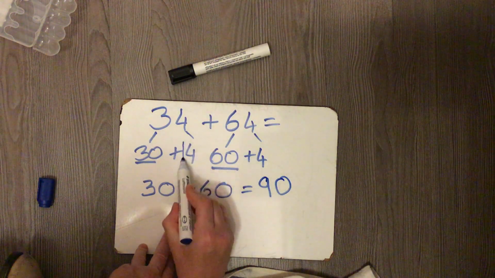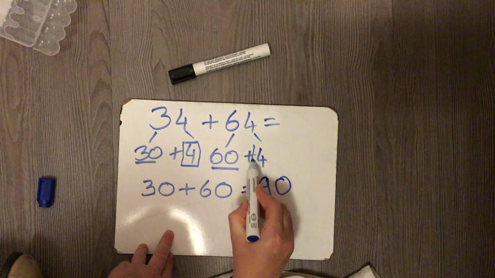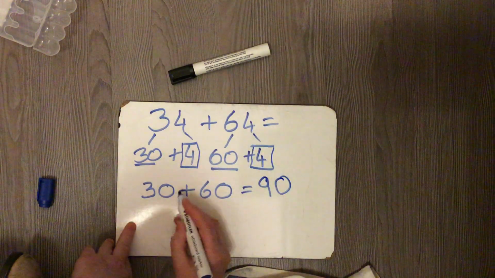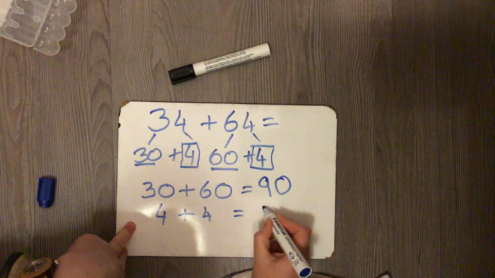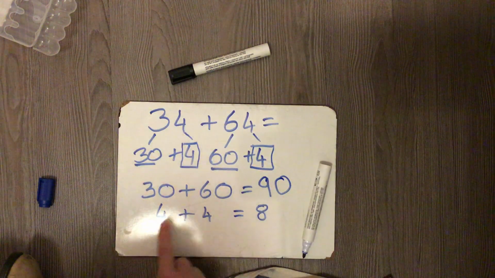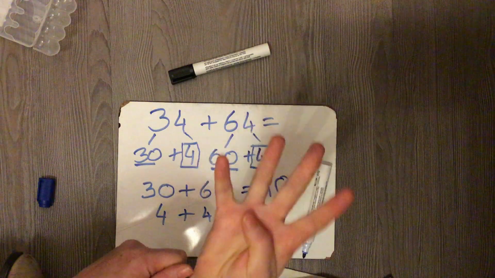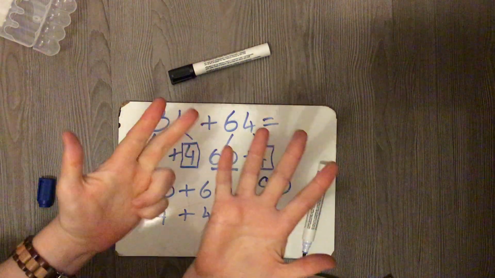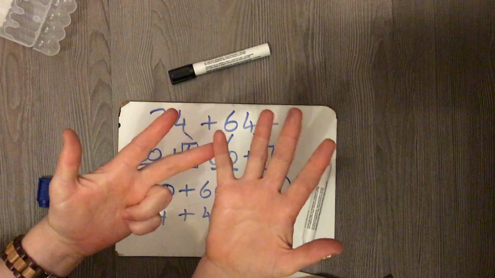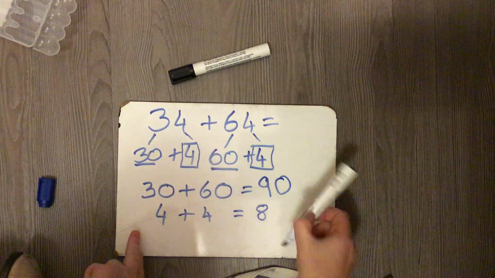And then I'm going to add up my units, which is, can we write that number sentence? 4 plus 4, which is equal to 8. I know that because it's a double. But if you don't know it, hold out 4 and then count 4 more. 1, 2, 3, 4. Then count your fingers. 5, 6, 7, 8. There you go, 8.